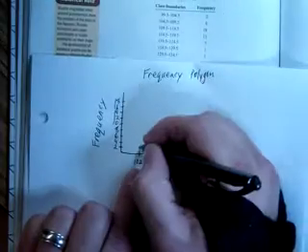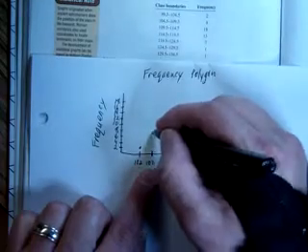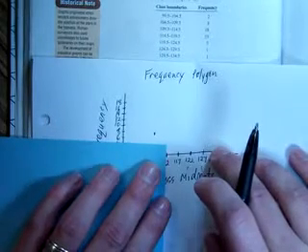How many do we have here? 1, 2, 3, 4, 5, 6, 7 of them. 1, 2, 3, 4, 5, 6. Need 2 more. Plus 5 is 132.